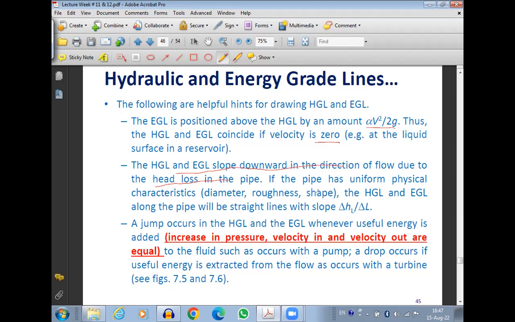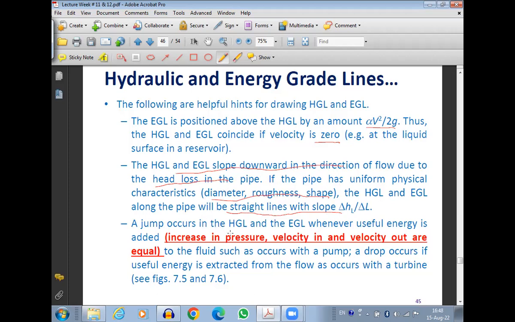If the pipe has uniform physical characteristics, diameter, roughness, shape, the HGL and EGL along the pipe will be straight lines. So under what condition HGL and EGL could be straight line? Okay, with the slope delta HL over delta L. So this is the condition: the diameter, roughness, and shape are uniform.